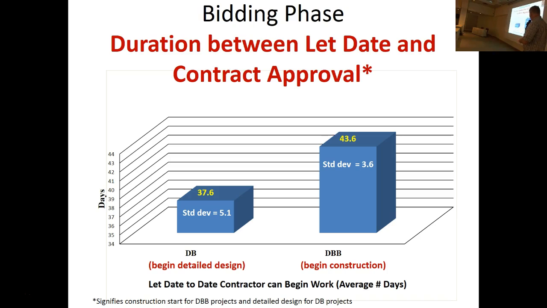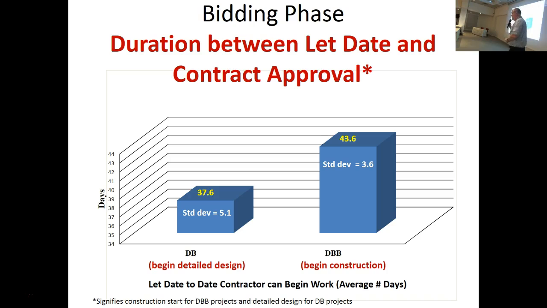You can see the time difference. It's really not that much of a difference, about a week. But we know there's about 38 days or so that passes between the let date on the project and then the contract signing with the design builder, 43.6 days for design bid build.